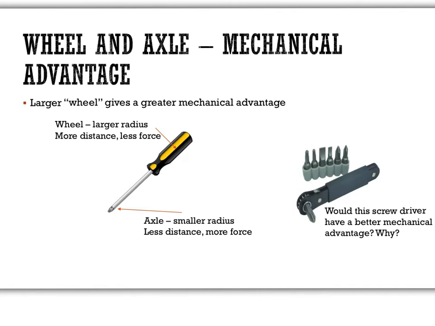So a real common example of a wheel and axle that we use all the time is a screwdriver. The larger handle has the larger radius, right? More distance, so you need less force. Okay, and then the axle is the actual driver part of the screwdriver. Okay, less distance means you get more resistance force out of it.